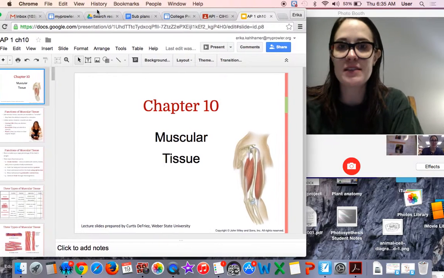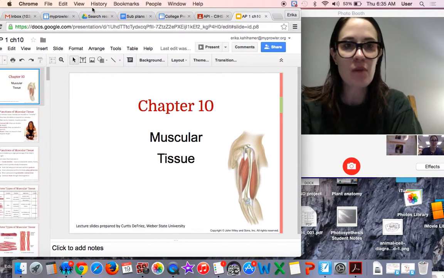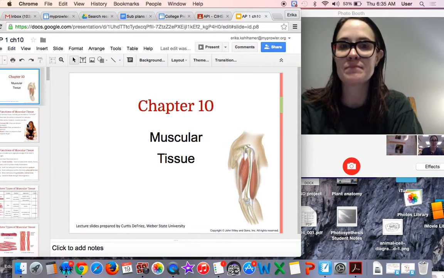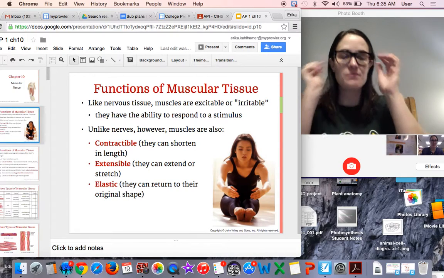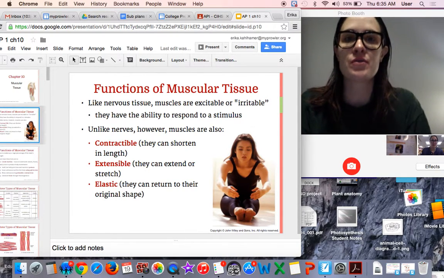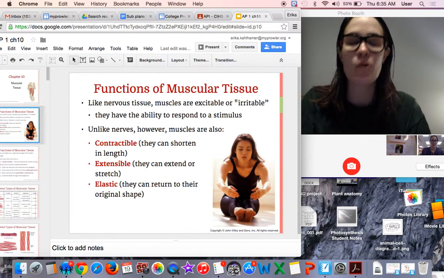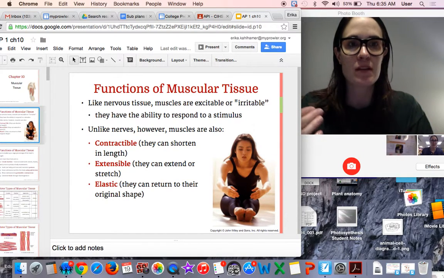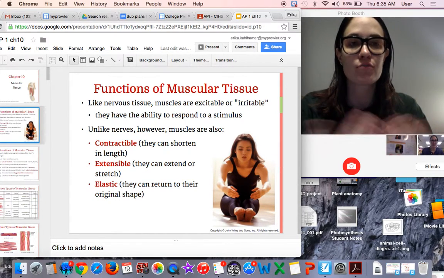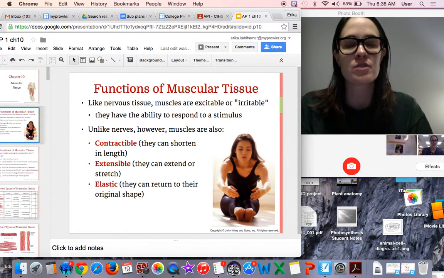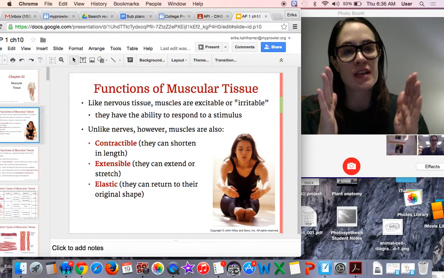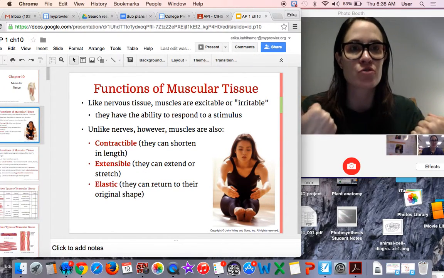Hello, anatomy. This is chapter 10, part 1, about muscular tissue. Muscle tissue is similar to nervous tissue in that they're both excitable. They can both respond to a stimulus from your brain. But unlike nerves, muscles are special in that they are contractible. They can shorten in length. That's what happens when a muscle contracts.